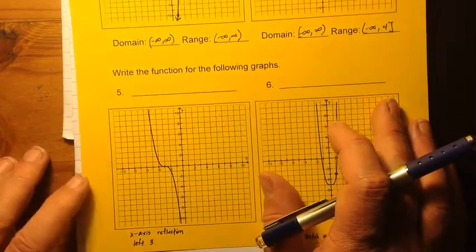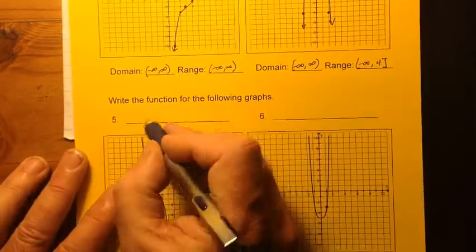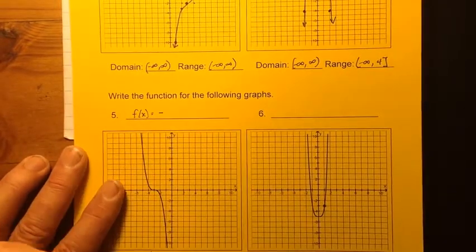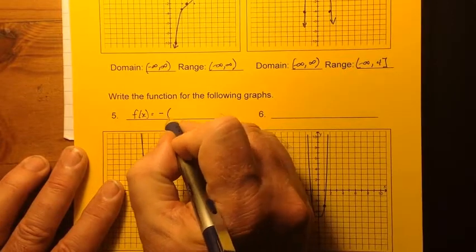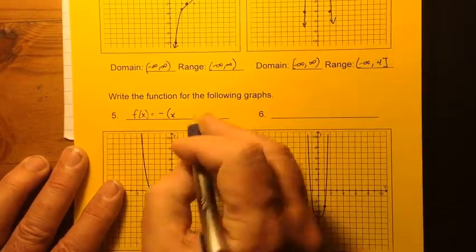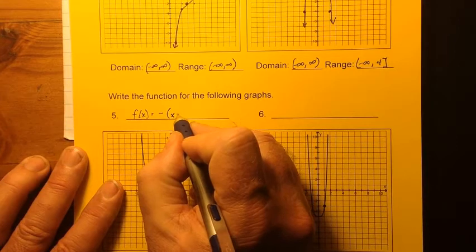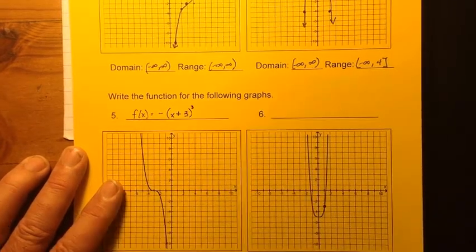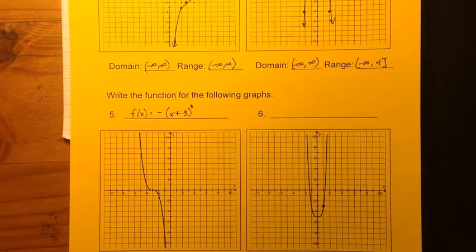Okay? So my equation, the x-axis reflection will be negative. 3 to the left. Normally I would think it'd be a minus 3, but remember inside it's going to be the opposite, so plus 3, and then I want to put that cube there to make sure it's a cubic. And that's it. Negative of x plus 3 cubed.